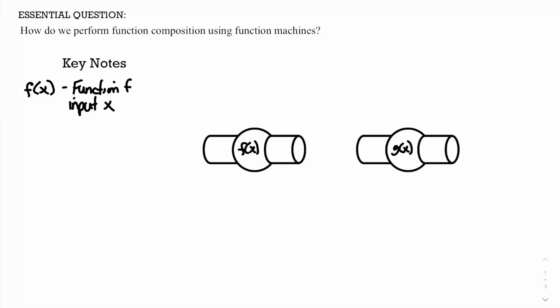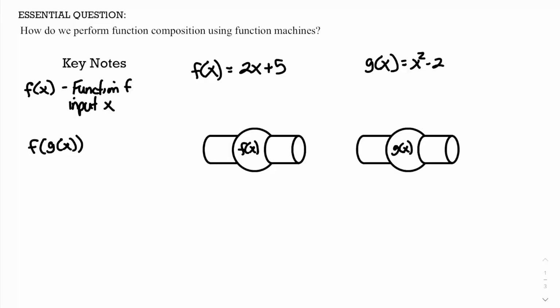Function composition takes one function and plugs another function in. So we're taking this output value for function g, and then plugging that into function f. Function composition means we're taking one function value and plugging it into another. So let's define our functions here. We'll call f of x, something simple, 2x plus 5. And we'll say that g of x is x squared minus 2.